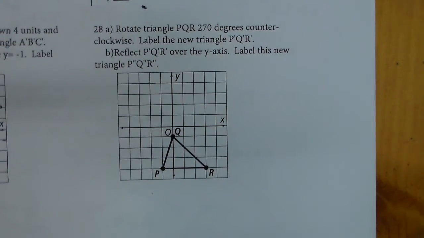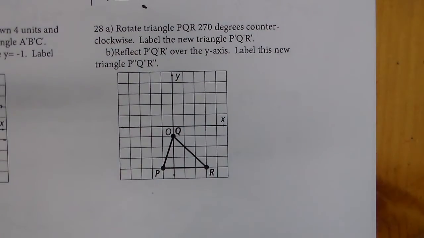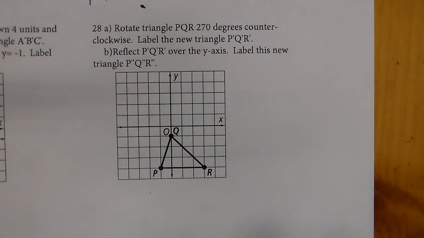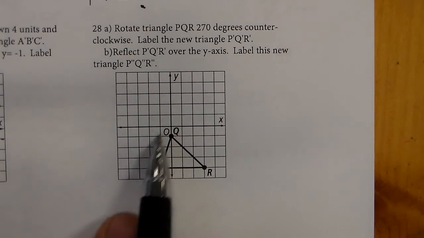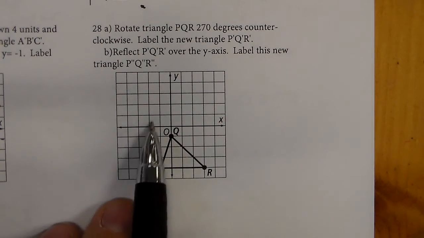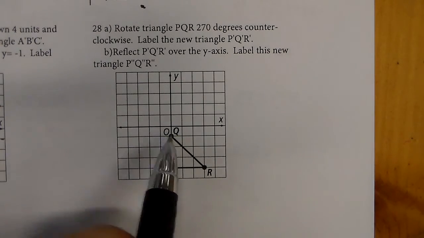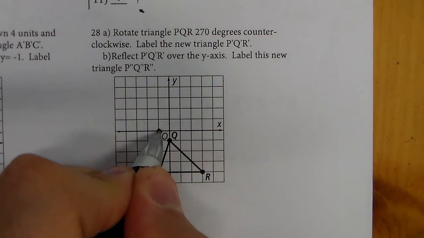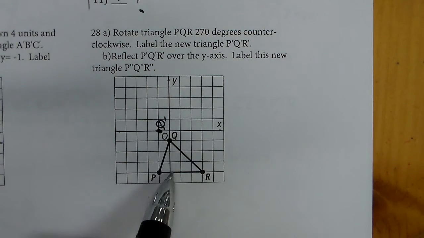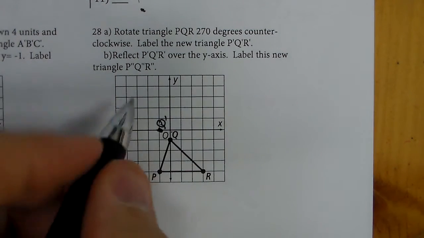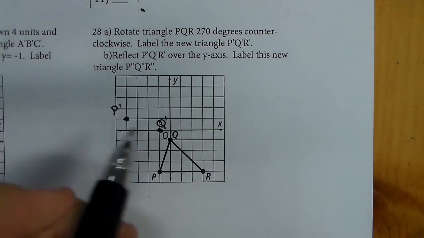Now, for 28A, we're going to rotate the triangle 270 degrees counterclockwise. 270 degrees counterclockwise is the same as 90 degrees clockwise. So if I look, 90 degrees clockwise would take me over here. So it's going to be probably on this line, this x-axis on the negative side. So first, Q, when it rotates 90 degrees clockwise, is going to end up here at Q prime. Then P, which went down 4, left 1, is going to go left 4, up 1, and be P prime.